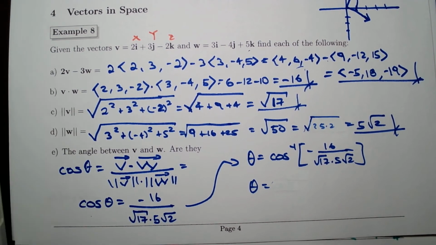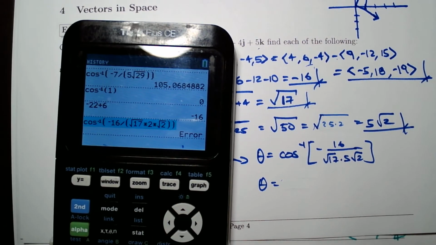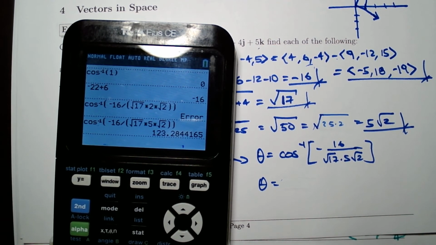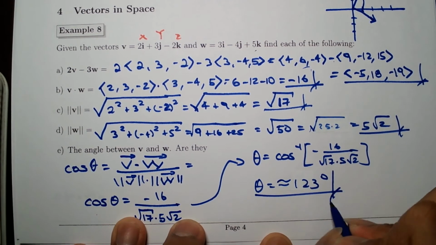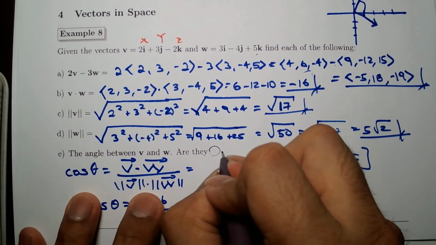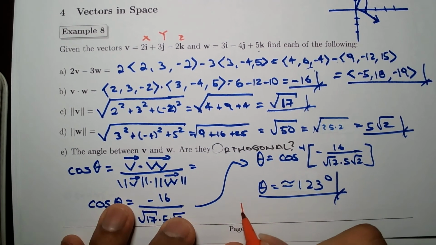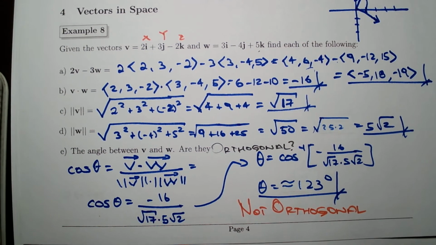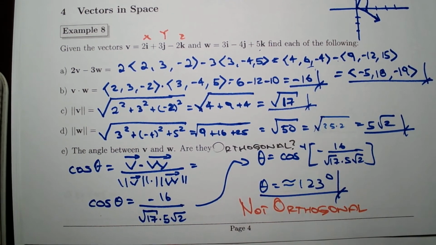So let me do it instead, because for some reason it didn't work. Oh, it's 5 root of 2, I see it. It's 5 root of 2, not 2 root of 2. And that should be 123.2 degrees. Basically, 123 degrees. And then, are they orthogonal? Well, no, not orthogonal. These are not orthogonal because the angle between them is not 0 or pi, or the dot product is not 0. Okay, let's do the last page and see what we have.